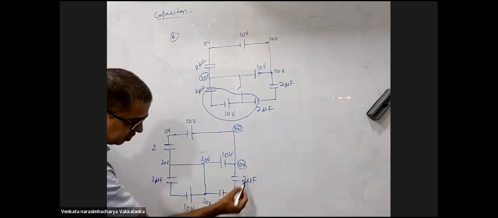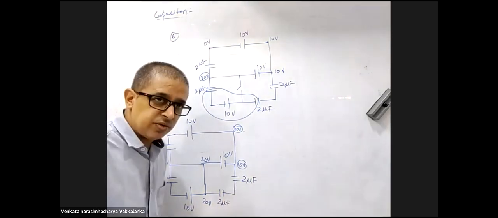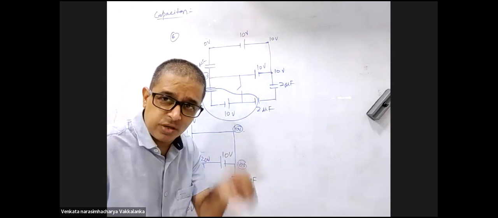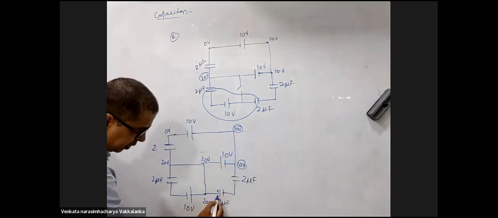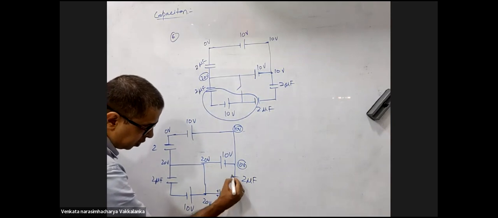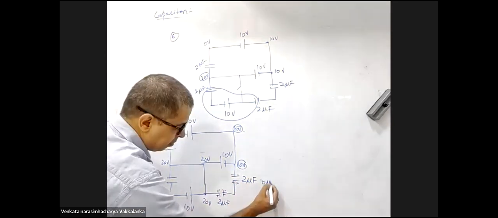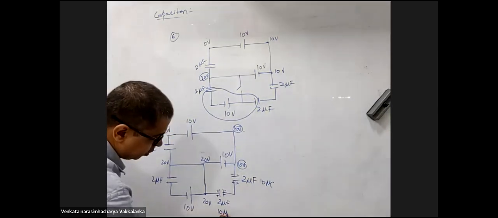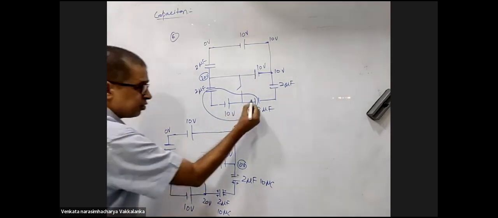These both capacitances are in series. So 2 and 2 are in series. 1 by 2 plus 1 by 2 is 1. So this will be 1. Right? This is at higher potential. Positive, negative, positive, negative. 1 into potential difference is 10. This will be 10 microcoulombs and this will be 10 microcoulombs. Yes. Now watch out for this.